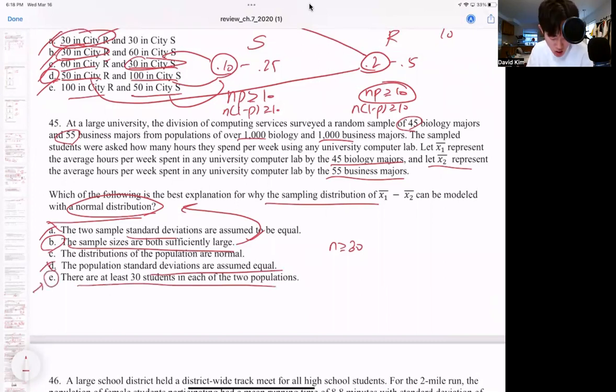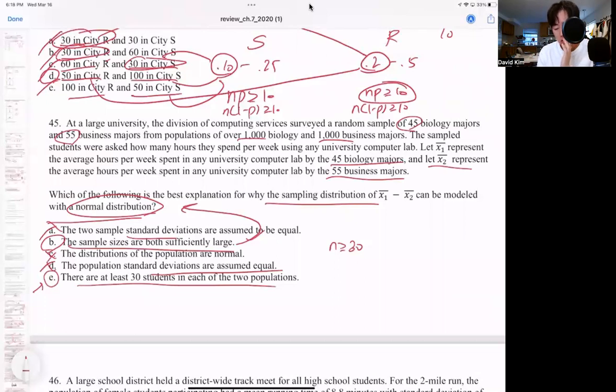So 45 here. Wow. So this is something that is very iffy. So the sample sizes are both sufficiently large. There are at least 30 students in each of the two populations. The sample students are asked how many hours they spend per week using any university computer lab. The distribution of the populations are normal. So first of all, it's really down to B and E. Wow. The central limit theorem states that we can use normality for both.